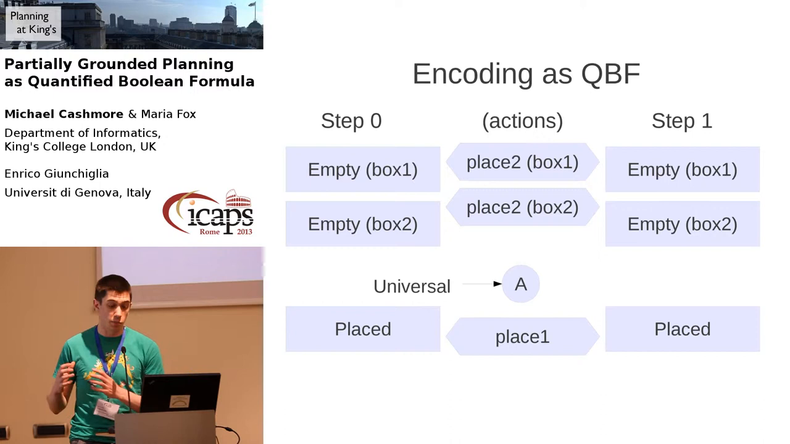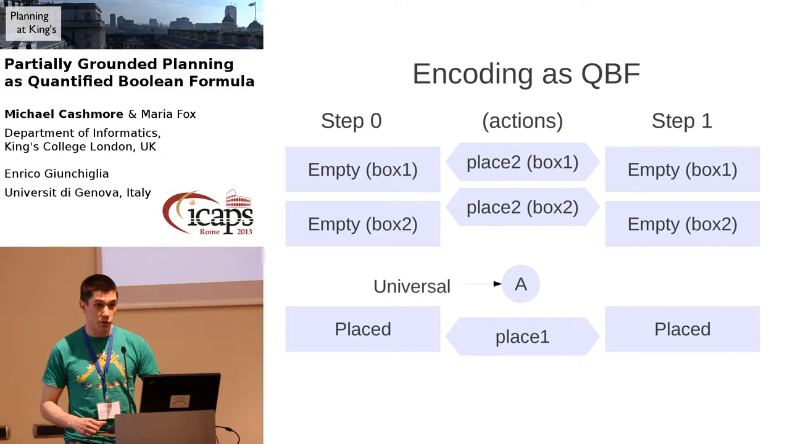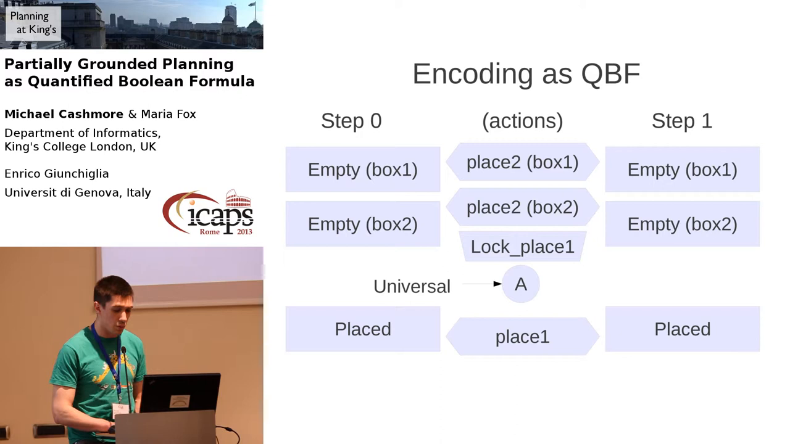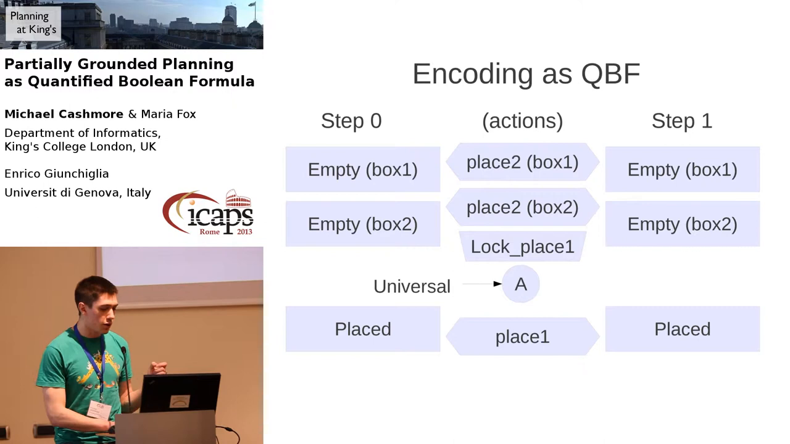So we need to make those two actions mutually exclusive, which we can't do with a simple constraint, since they're the same variable, just in different contexts. So we introduce a lock variable here. This variable just locks the parameter of this action, place 1. And it does this by forcing the lock variable to be equal to the universal variable A.